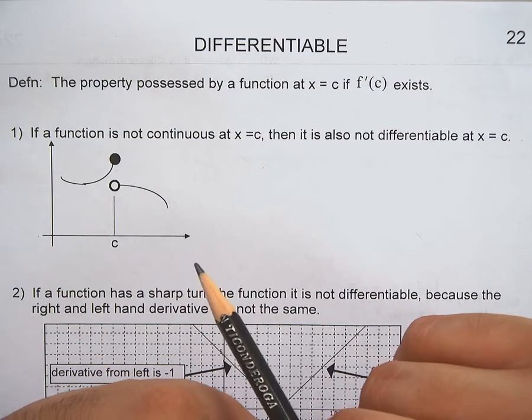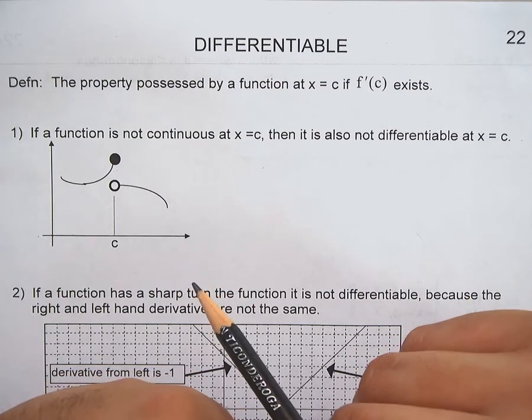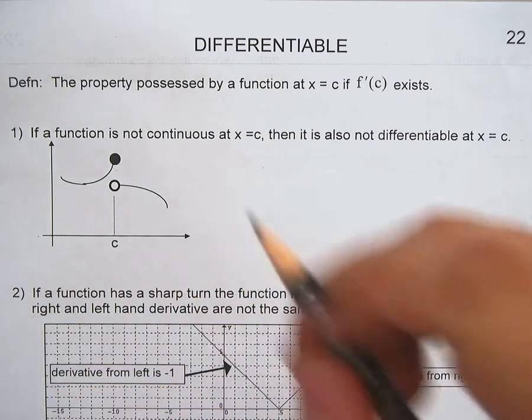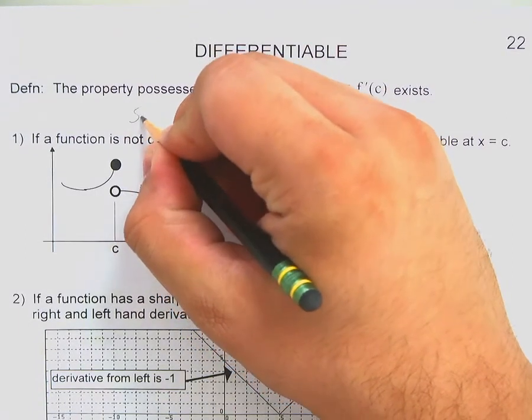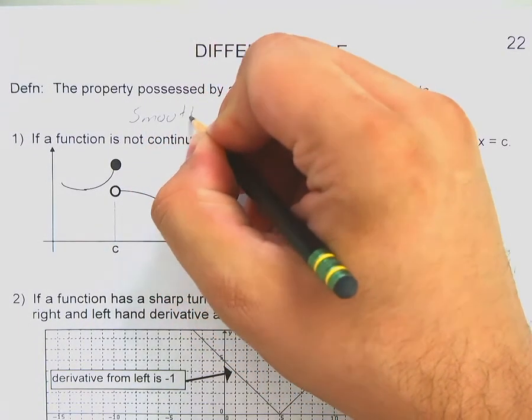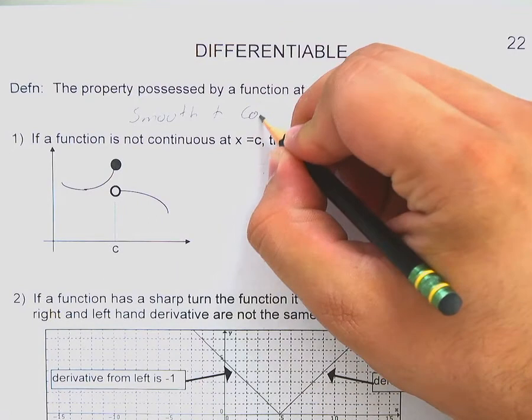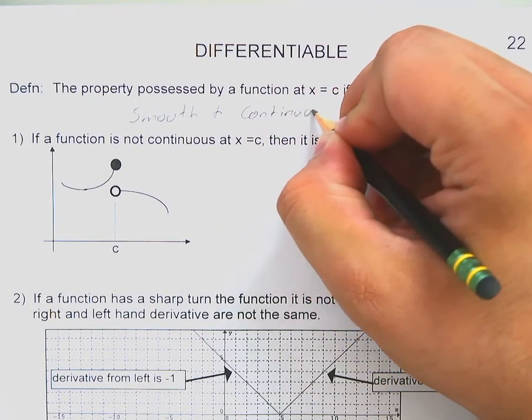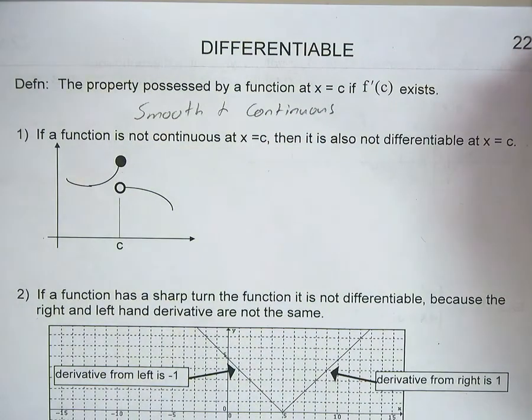Being differentiable requires a couple of different things, and there are two key words to this. I want you to write these down: smooth and continuous. Now the continuous piece is pretty self-evident, right? I mean, we've been dealing with continuity for quite a while.